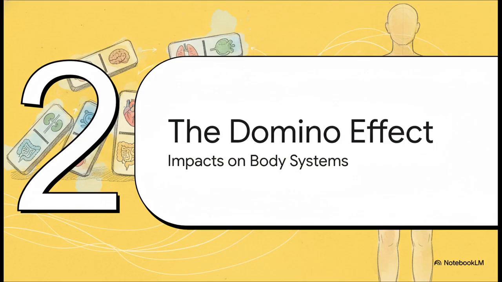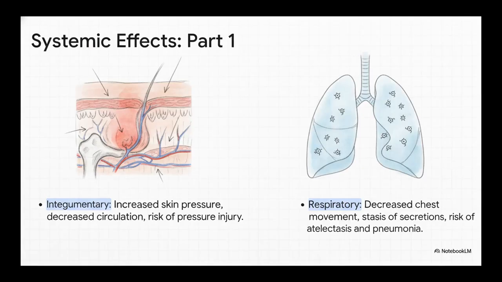Now this is where it gets really fascinating and kind of scary. Immobility isn't just one problem. It's like tipping over the first domino in a huge, complex line. One system starts to decline, and it triggers a chain reaction that can impact a patient from head to toe. It all starts with the parts of the body that are literally just lying there. Your skin is under constant pressure, which squeezes the tiny blood vessels and can lead to nasty pressure injuries.